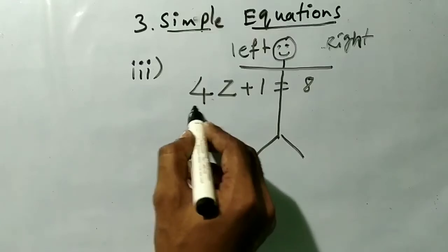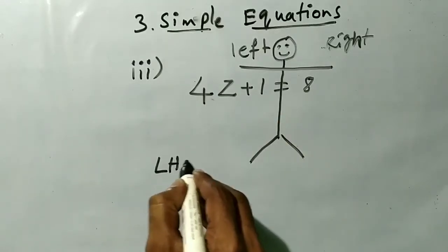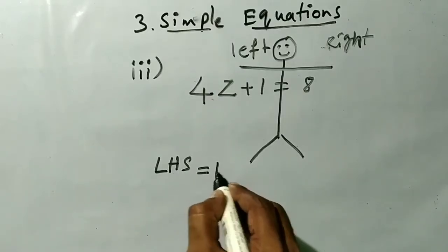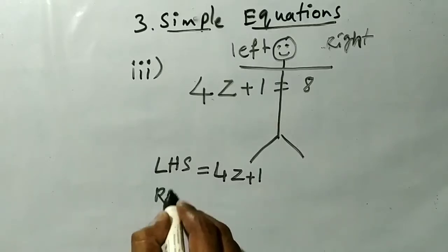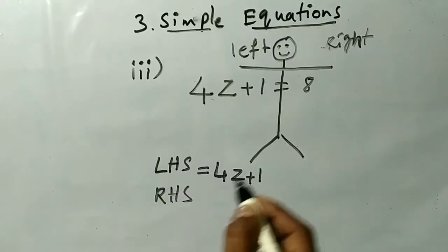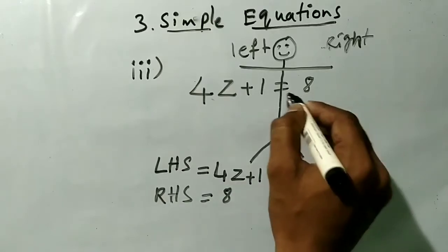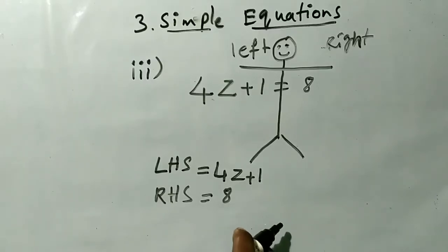So here, what is the left side? 4z plus 1. That is the left hand side. Short form of LHS, left hand side, is equal to 4z plus 1. That is RHS, right hand side. What is the right hand side? It is equal to 8. 8 is the right hand side. So over. You can do the remaining problems in this way.